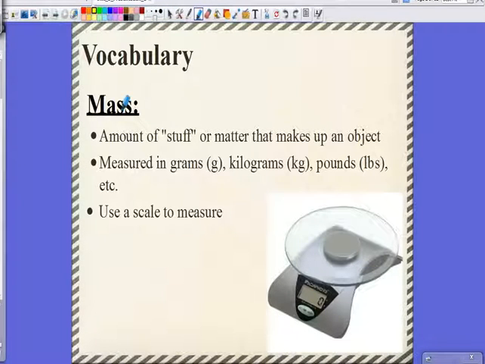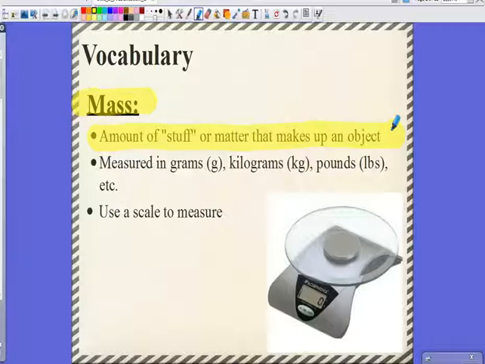So the first one that we're going to talk about is mass, right? And I don't want you to confuse this with weight. We'll talk a little bit more about weight, but mass is basically the amount of stuff, or the key term is matter, that makes up an object. So when you step on a scale, what you're actually really finding out is your mass. It's not really your weight. You're finding out how much matter is inside of you. So when someone says, "Oh, I weigh 160 pounds," what they're saying is I have 160 pounds worth of mass or matter that makes up my body.